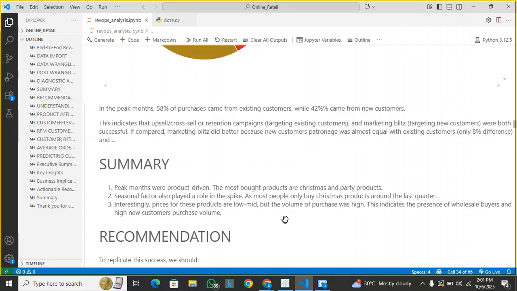Seasonal factor also played a role in the spike, as most people only buy Christmas products around the last quarter. Interestingly, prices for these products are low to mid, but the volume of purchase was high. This indicates the presence of wholesale buyers and high new customer purchase volume. So, yes, our three hypotheses were correct to some degree, but the most contributing factor was hypothesis 2, that says the spike was as a result of the product, seasonality, and purchase volume.